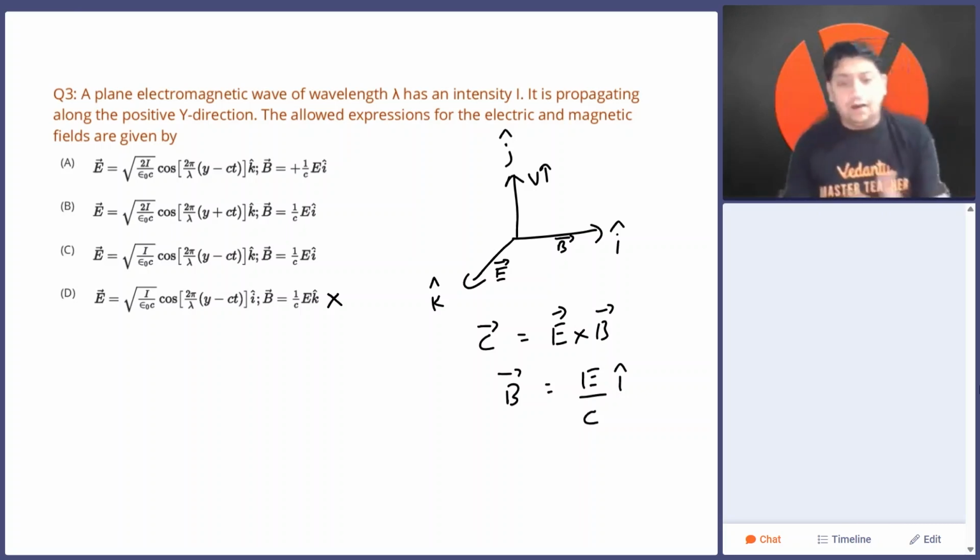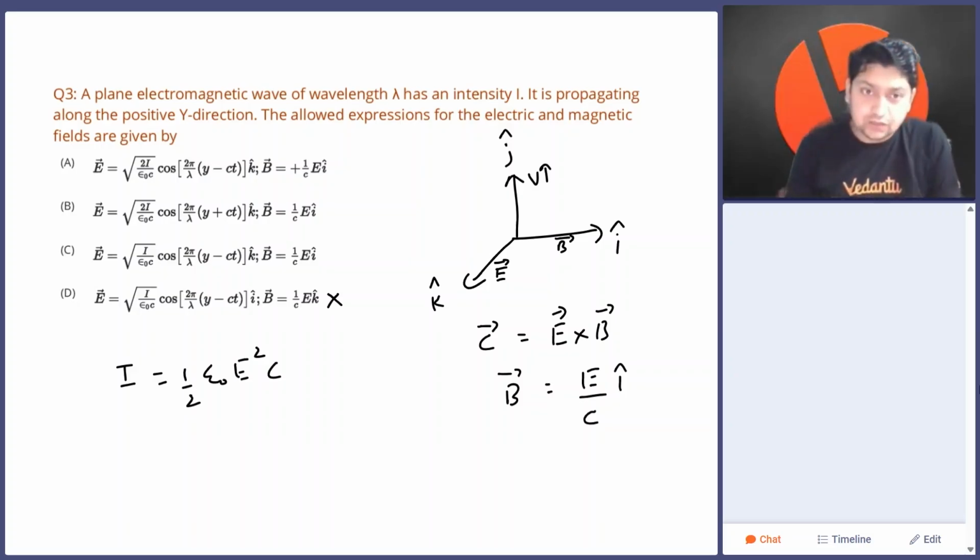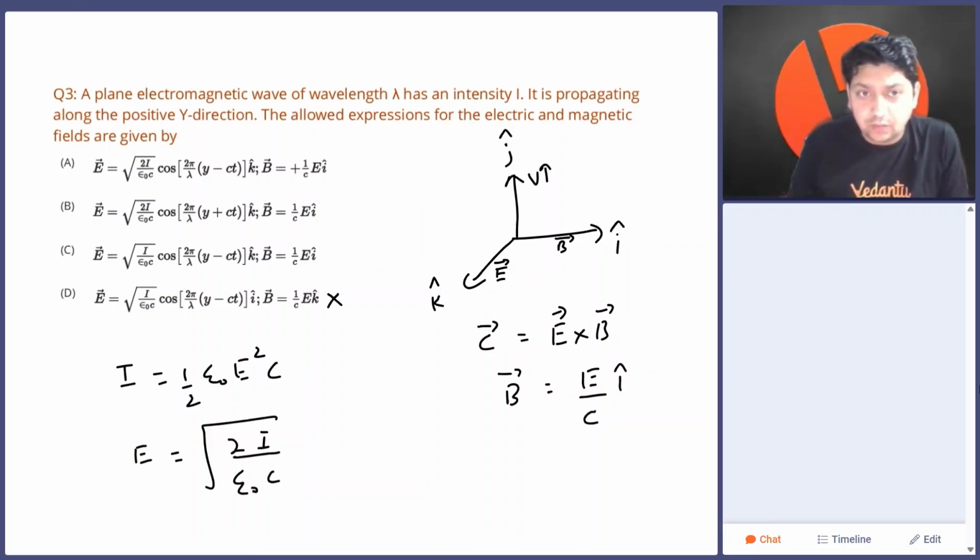For the electric field, we know that the intensity is given. So the intensity is I. Intensity is actually equal to half epsilon naught E square into C. So this is the general expression of intensity. Now we can figure out the electric field from here as the square root of 2I by epsilon naught C, right?